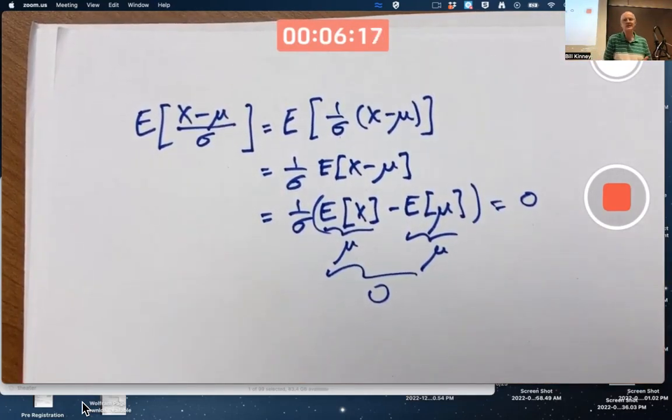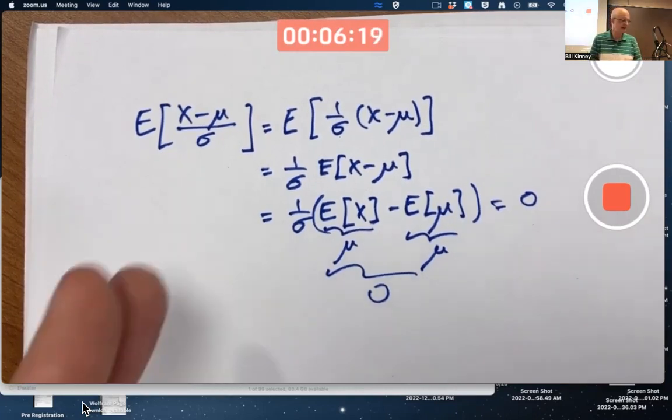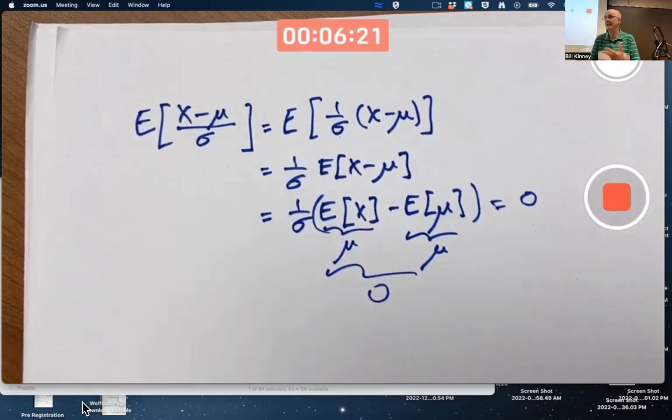I am implicitly assuming in writing all these things that the mean and the standard deviation do exist. They are finite numbers. I did hint last time that there are some distributions where those do not exist, because you have an infinite sum, for example, that does not converge. That can happen. But I'm implicitly assuming these exist.